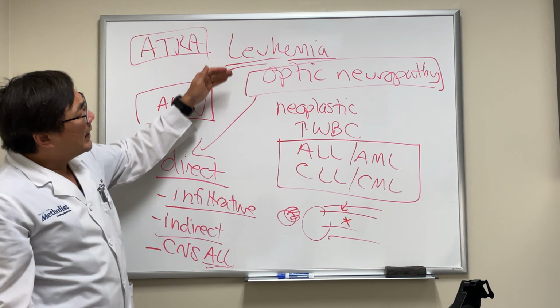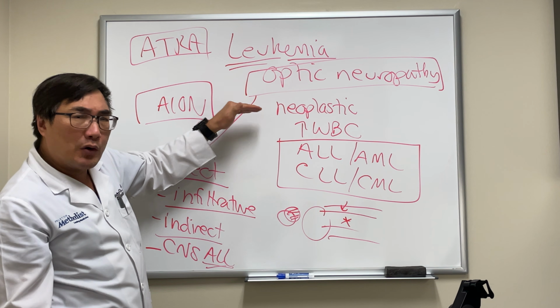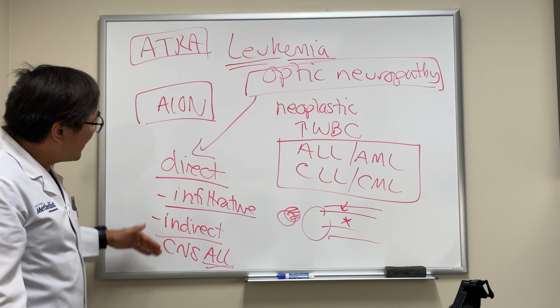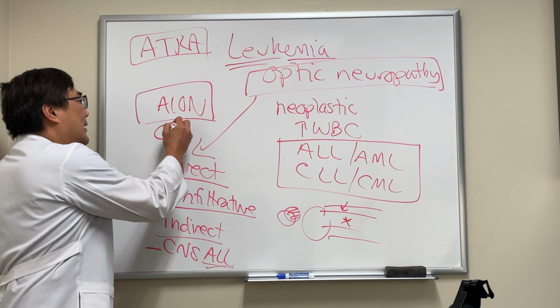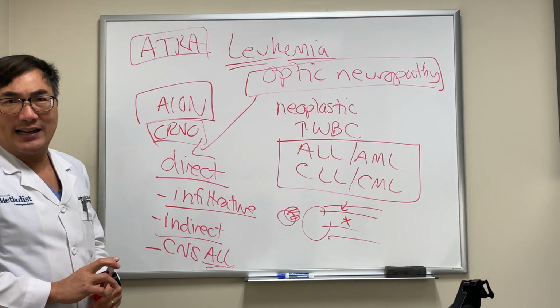So you need to know a little bit about leukemia. It's a liquid form tumor of the white cells, with direct infiltration, indirect side effects, papilledema, or the hyperviscosity problems, AION and CRVO. And it could also be the treatment of the disease, not the disease itself.